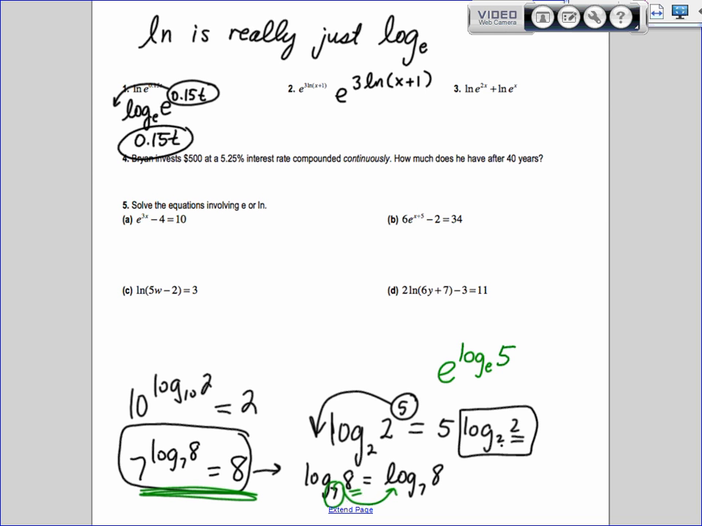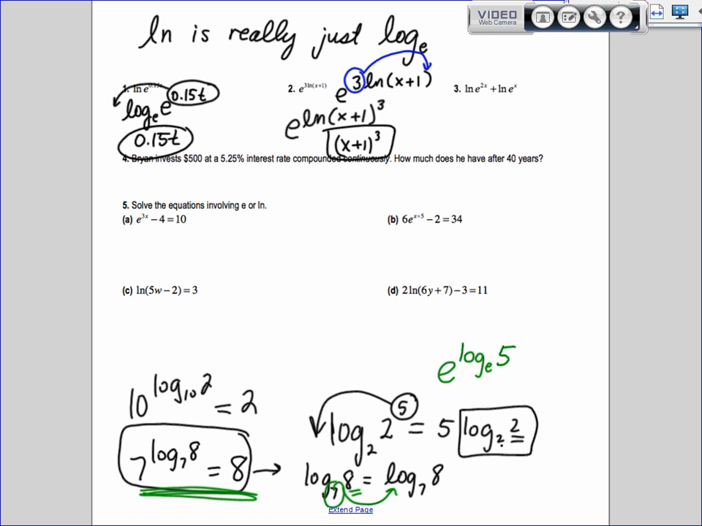I can not get rid of the 3, but I can put the 3 in another location. Nope, it can't go in front. It's already in front of the logarithm. It's going to go up as a power. It's going to go up here. So it's going to be e to the natural log of x plus 1 raised to the 3. Does that make sense? It can only go in front of a logarithm. It was already in front of the logarithm. So now the e and the natural log cancel. So I get x plus 1 to the 3. That's your answer.